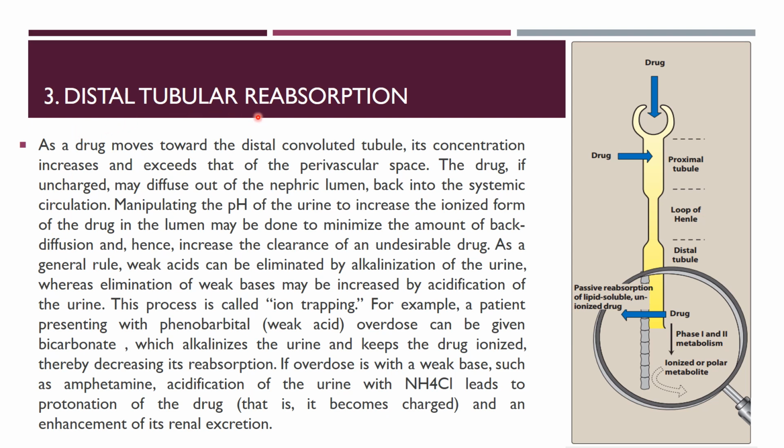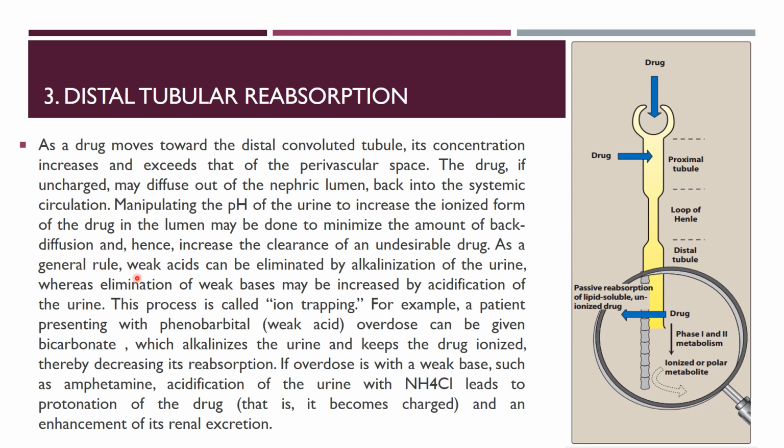Number 3. Distal tubular reabsorption. As a drug moves toward the distal convoluted tubule, its concentration increases and exceeds that of the perivascular space. The drug, if uncharged, may diffuse out of the nephric lumen back into the systemic circulation. Manipulating the pH of the urine to increase the ionized form of the drug in the lumen may be done to minimize the amount of back diffusion and hence increase the clearance of an undesirable drug.